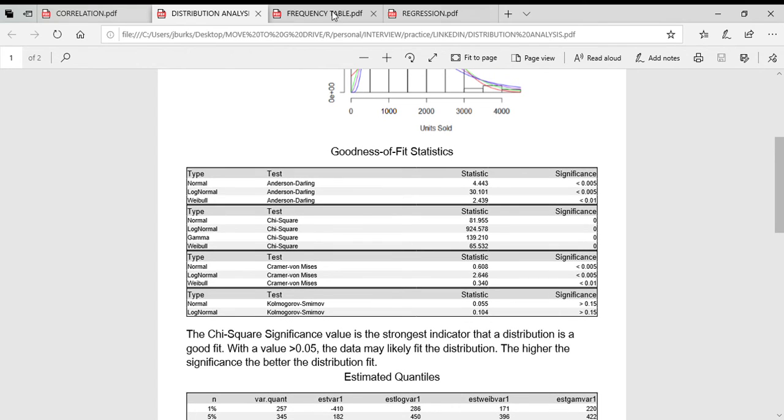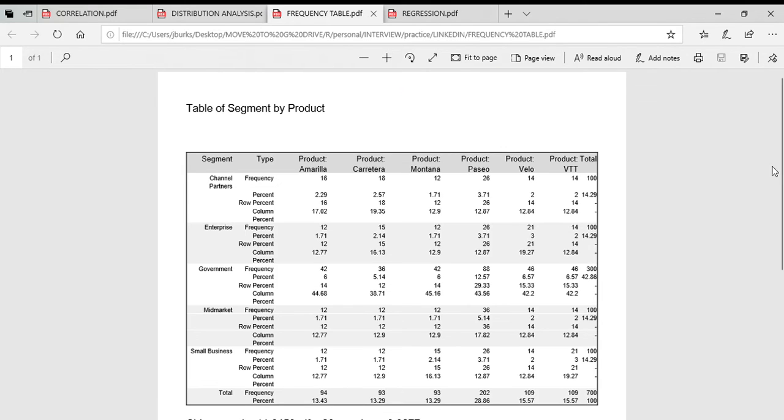Okay. Now the next table is our frequency table. So when you're looking at statistics, if you have continuous or discrete data, you can do descriptive statistics as well as histograms or box plots to look at your data.